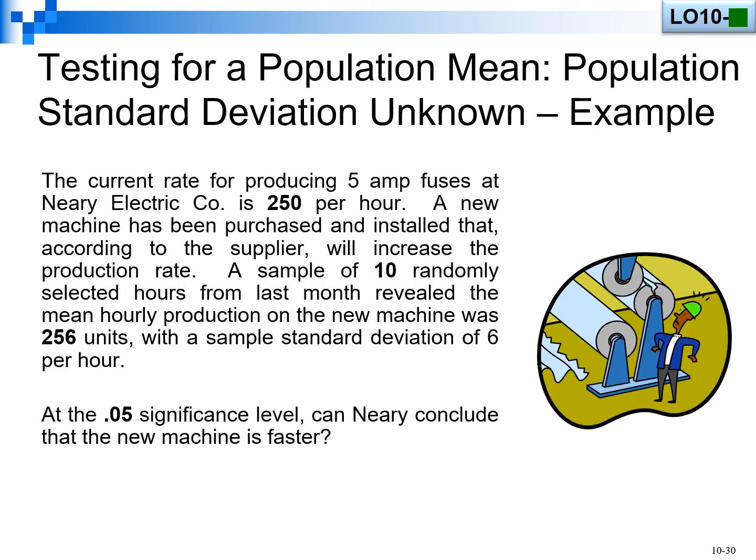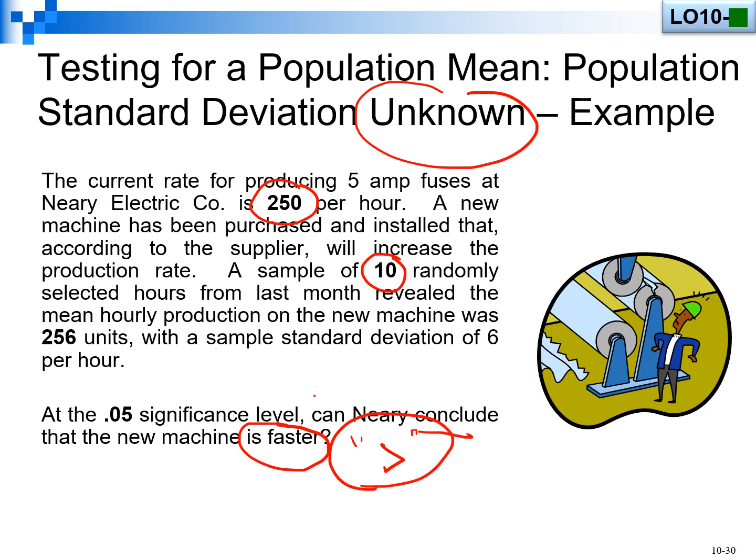Okay, so for this particular example, it's another sigma unknown scenario. And again, the key word here, I'm just going to jump right to the bottom once you read through this, is that they want to conclude if the new machine is actually going to be faster. So if they're producing 250 per hour, and they're going to randomly take 10, the idea is you want to see if you're going to be producing more per hour. So you'll be thinking that you want your alternate to be a greater than. That's what you want your alternate to represent.